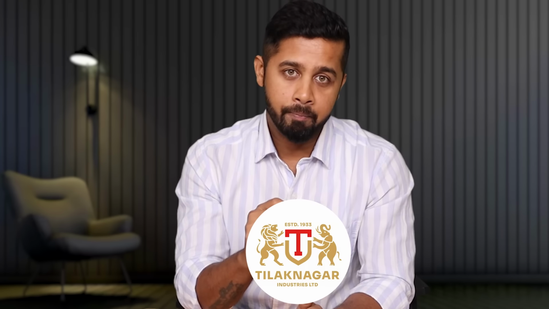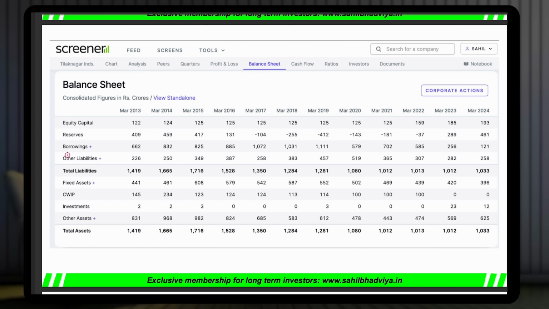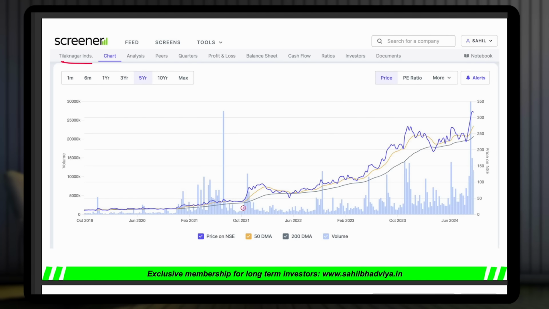Then the fourth player in the spirit segment is Tilak Nagar Industries. It has been a turnaround story where the company was in massive loss for many years. But the last few years have witnessed excellent growth in the company's top line. Its borrowing got reduced big time and that resulted in an exponential rise in the bottom line. As a result, the company's share price has already jumped exponentially in the last few years.